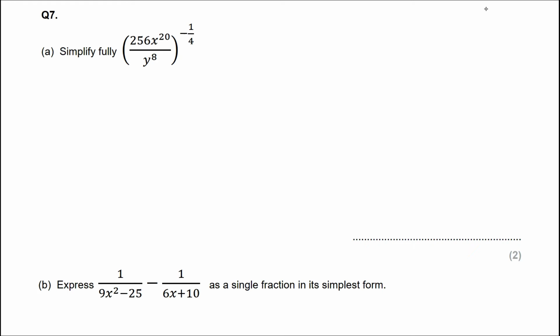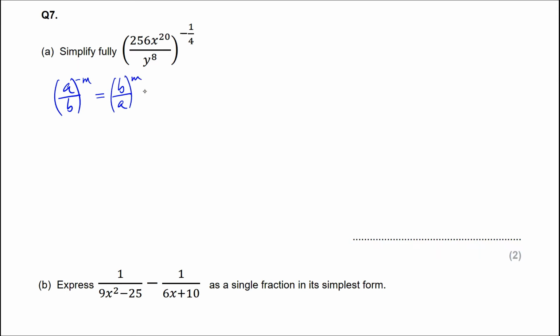In this question, we are expected to simplify this expression. Now, there are a few things that you have to remember here. The first important point is that if you have an expression like this, a over b to power negative m, we can get rid of this negative by switching the numerator and denominator. So this will be equal to b over a to power m.